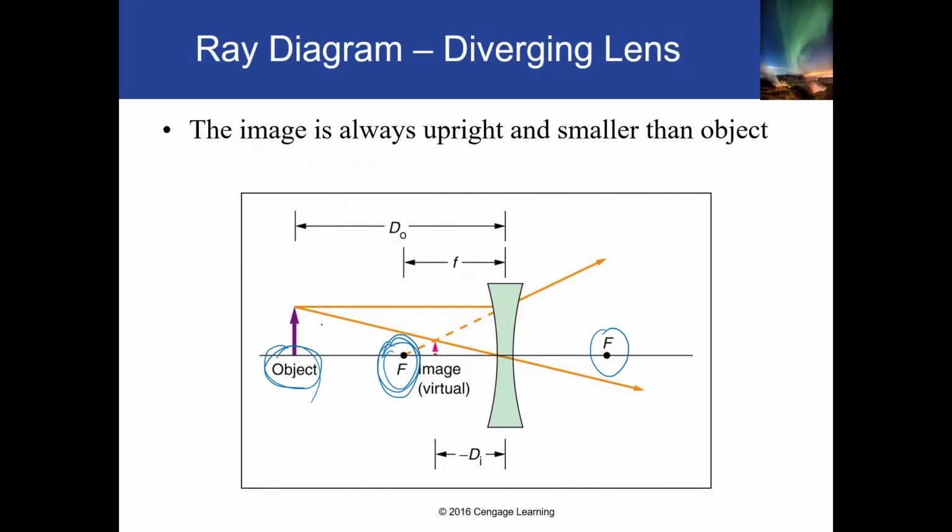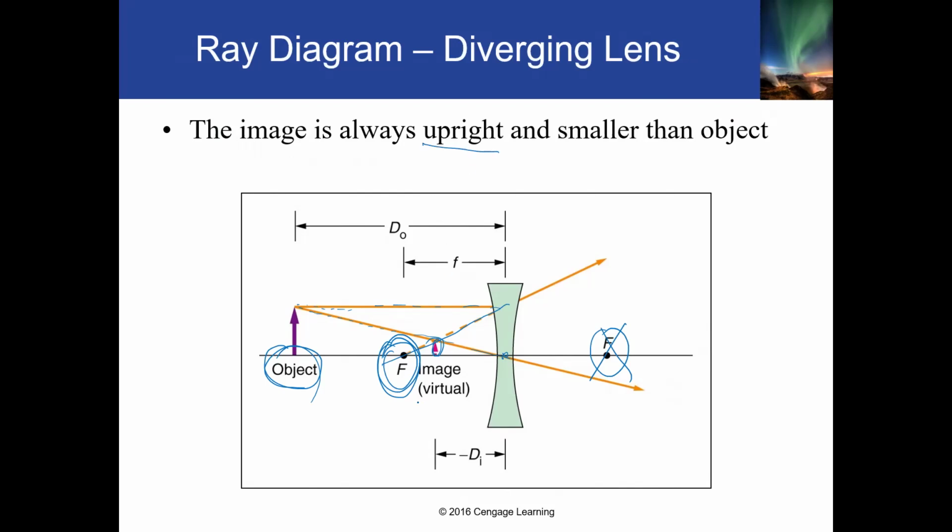So then the rules are the same. Basically, we're not interested in this focal point. First line, parallel, and then toward the focal point. And the second line, directly to the center of the lens. So now your image will be formed here. Obviously smaller, and this is upright.